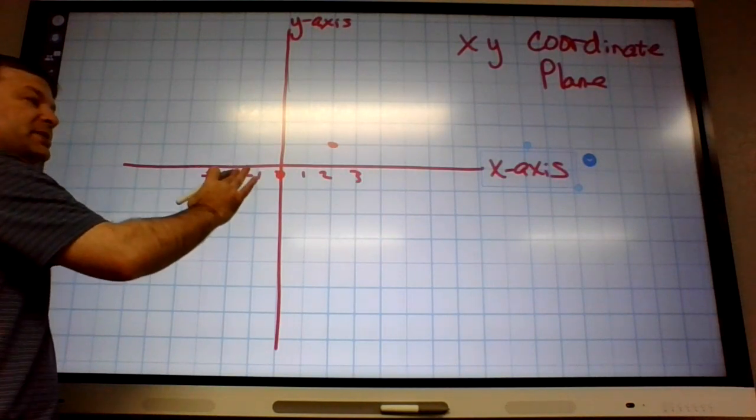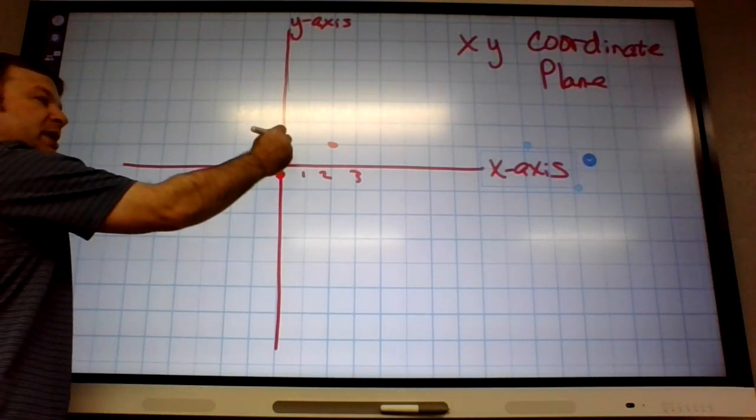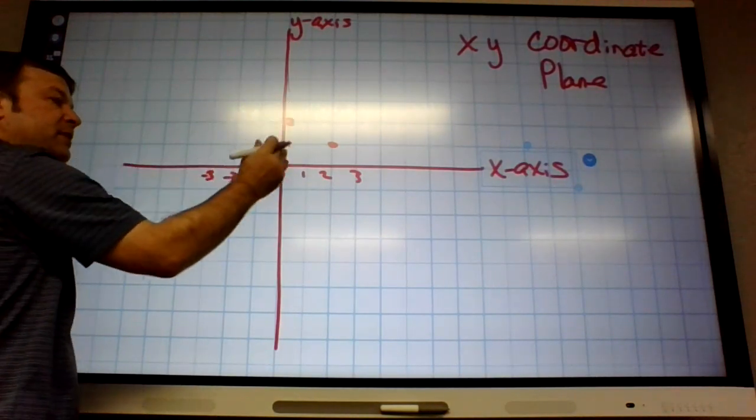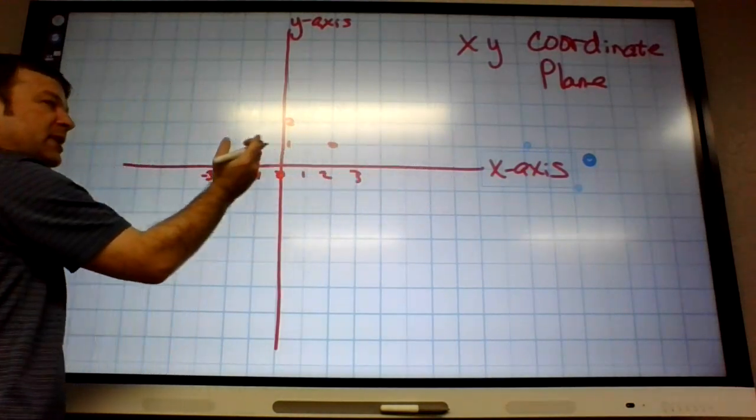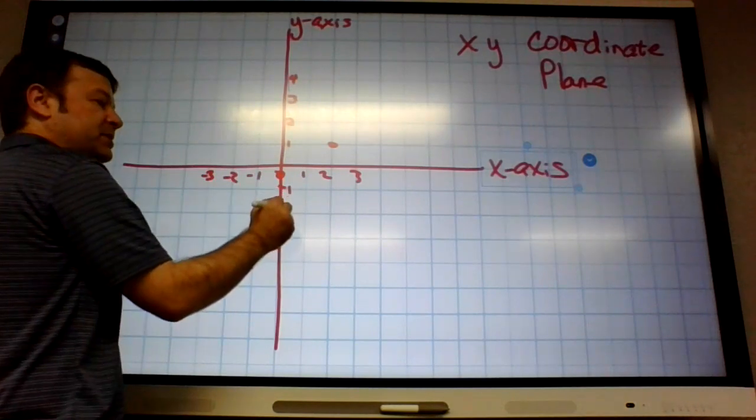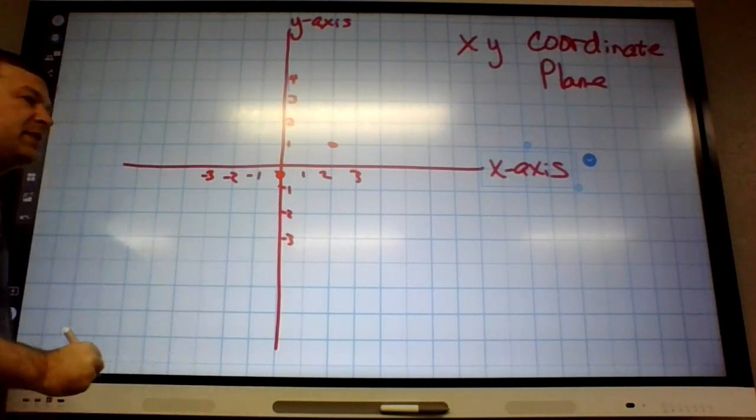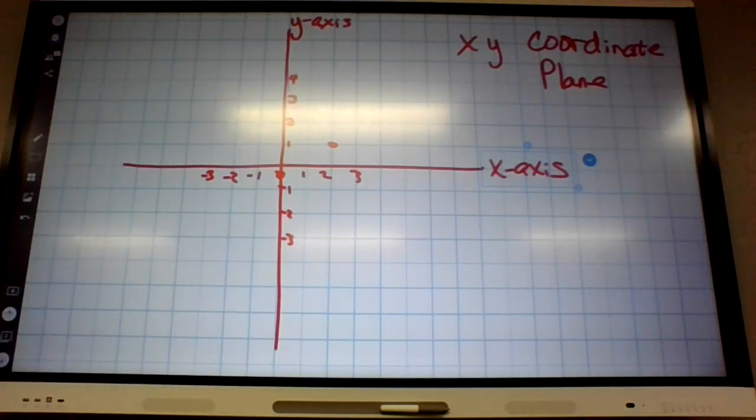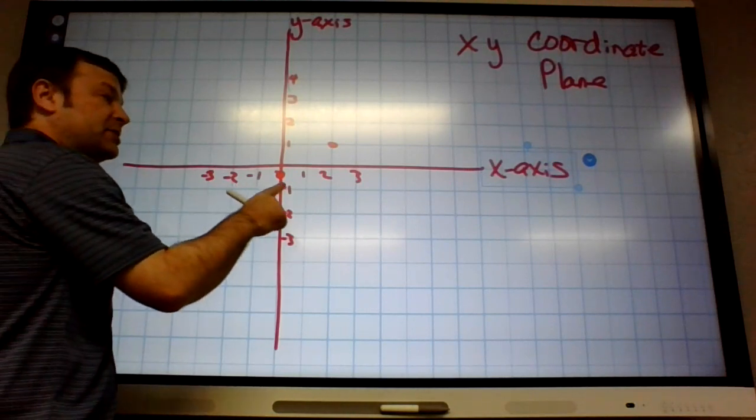Anyway, so the x-axis is like a number line. The y-axis is like a number line too. It just goes vertical. To the right it's positive, to the left it's negative. By the way, you don't have to write these little numbers in here. I'm just giving you guys a visual. Those do not have to be written in though. That takes a lot of extra time.